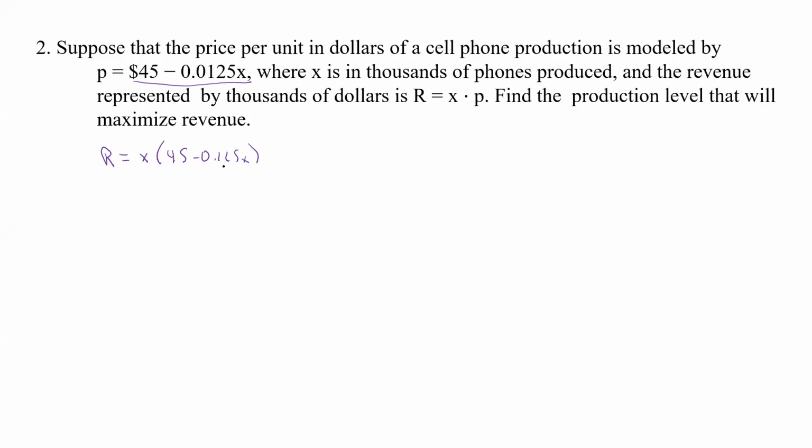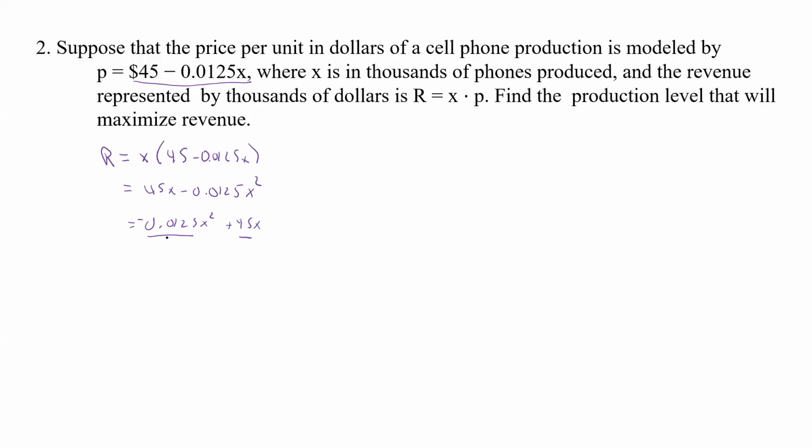So that's our production times our x, which is a number of phones produced. And so if we do that, that's going to be 45x minus 0.0125 times x squared. And so if we write that in the conventional form, it's going to be negative 0.0125x squared plus 45x. So that's our A, that's our B.